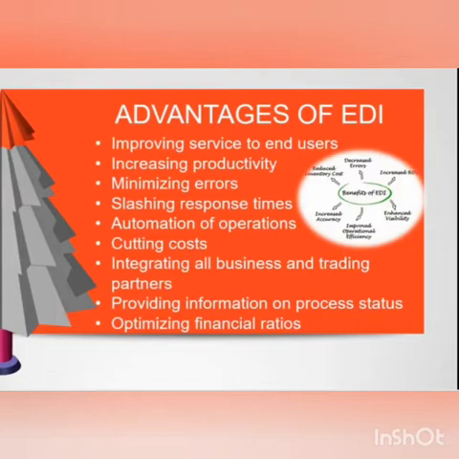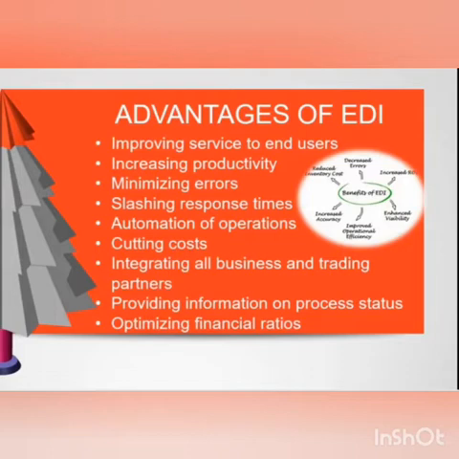The second advantage is increasing productivity. So it will increase the productivity of the company. And the third one is minimizing errors, which means once the data are entered or registered, we don't want to retype. So errors will be less. And the fourth advantage is slashing response times, which means reducing the response time. Suppose you are sending a purchase order, immediately you will get an invoice. So that is called slashing or reducing response time.